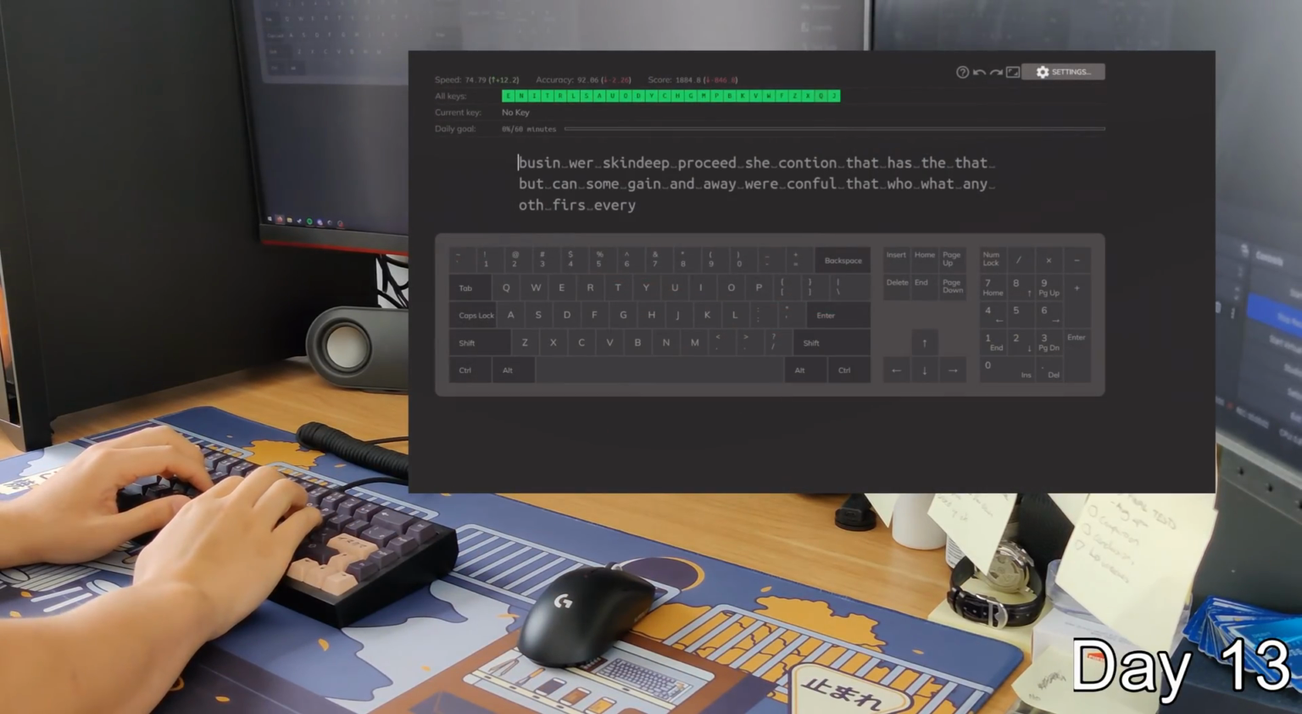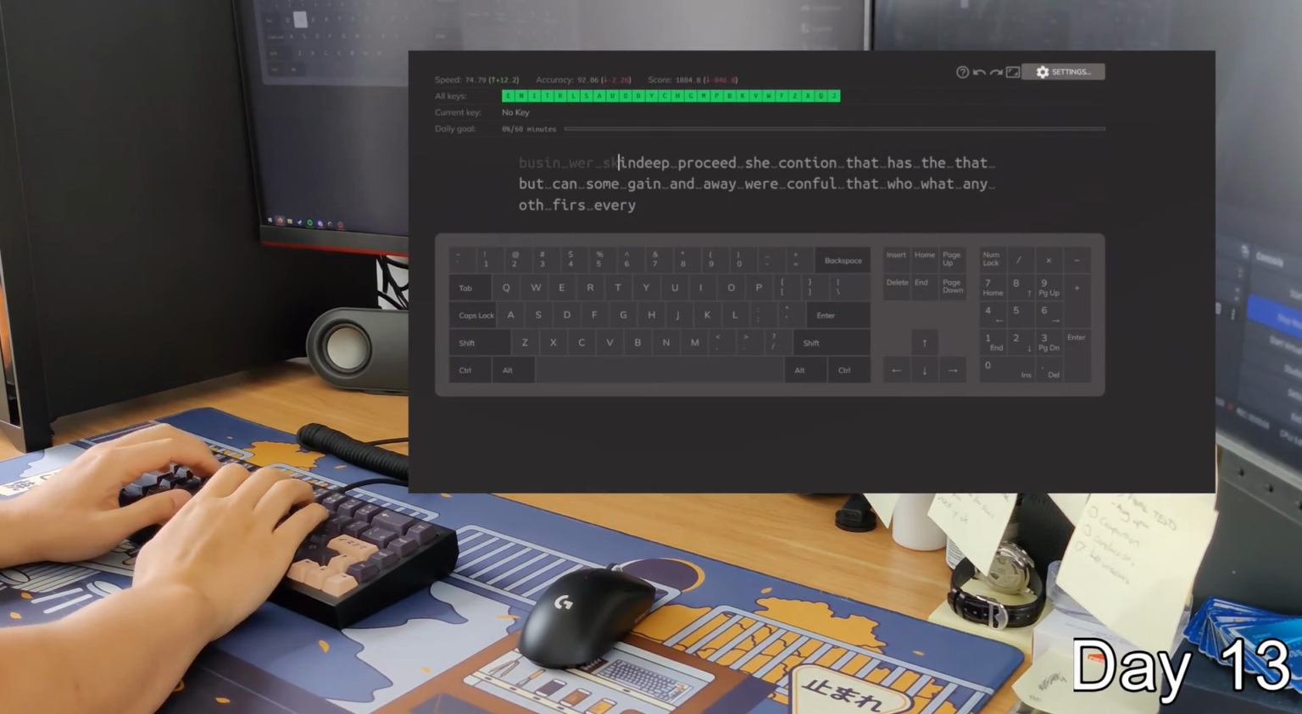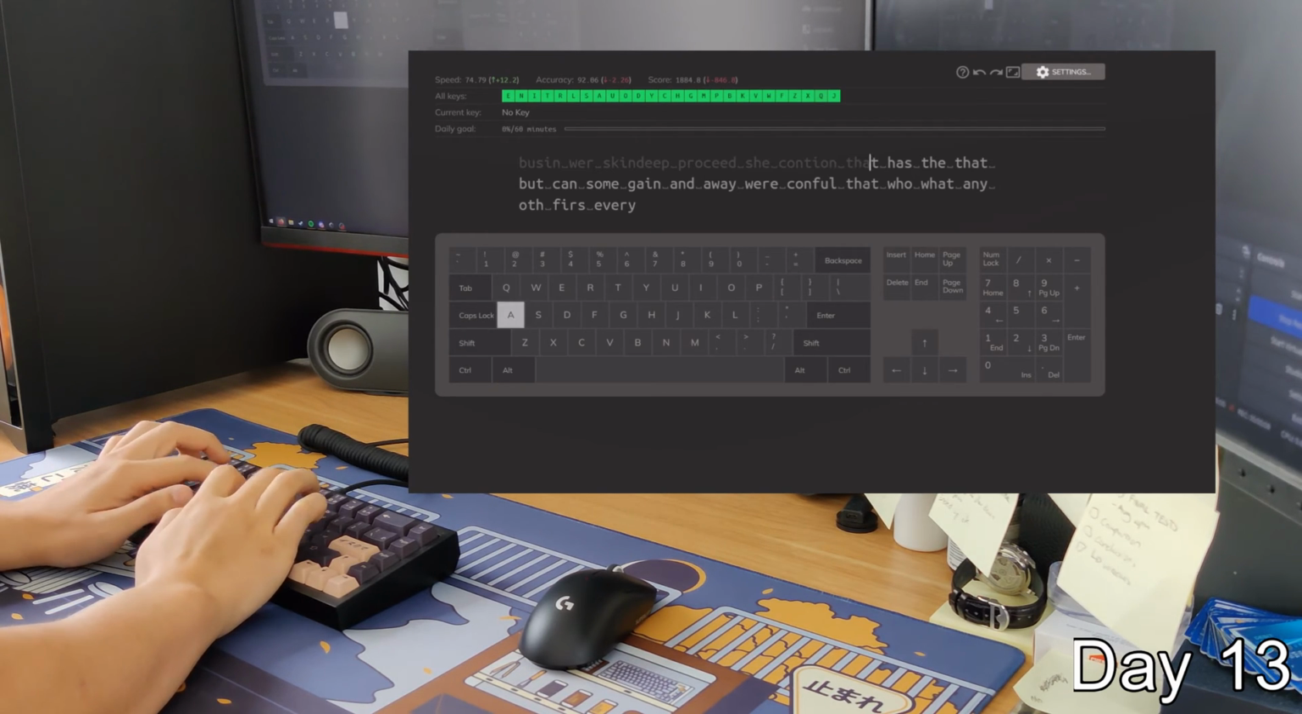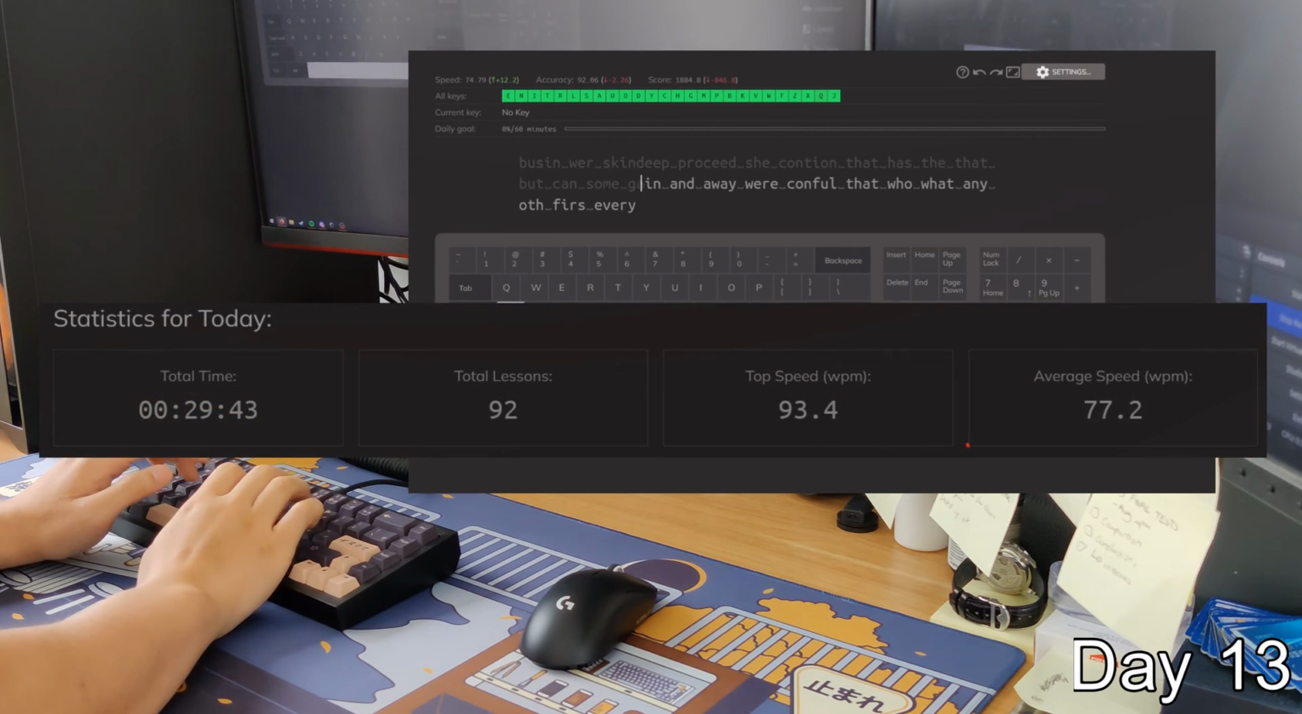Coming into day 13, I knew I only had 2 days left to cover 6 words per minute and hit my goal. If I didn't improve today, the challenge was pretty much over. With that in the back of my mind, I somehow pulled it together and got back up to 77 words per minute.